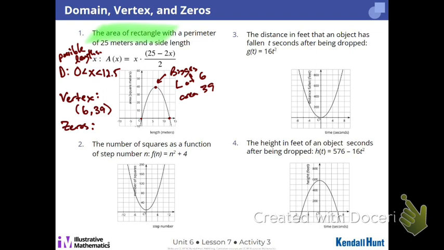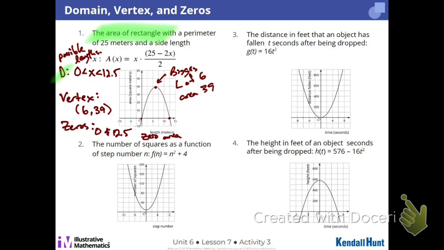Let's talk about the zeros. The zeros is where it crosses the x-axis. They are 0 and 12.5. And what do those mean in context? How much area? 0 area. Okay? So that is what you are going to do with the other 3.